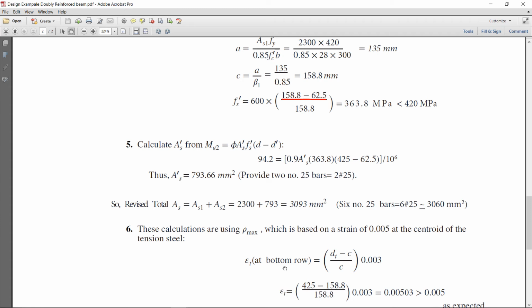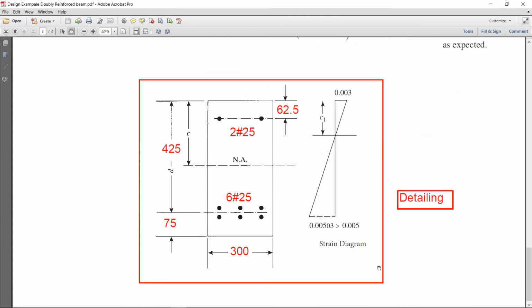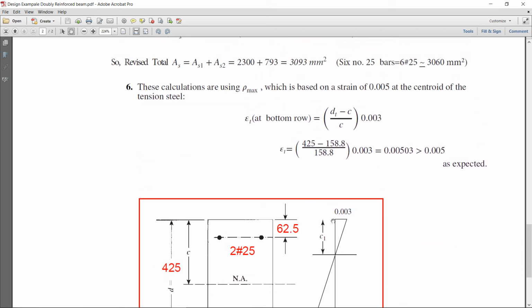To get the strain in steel, (dt minus c) over c times 0.003 means to check the strain at the bottom. Okay, similar triangle rule: (dt minus c) over c into 0.003, where dt is the effective depth, 425 minus 158.8, the neutral axis depth, divided by 158.8. We got the answer of strain in steel for the bottom, 0.00503, which is greater than 0.005 as expected.